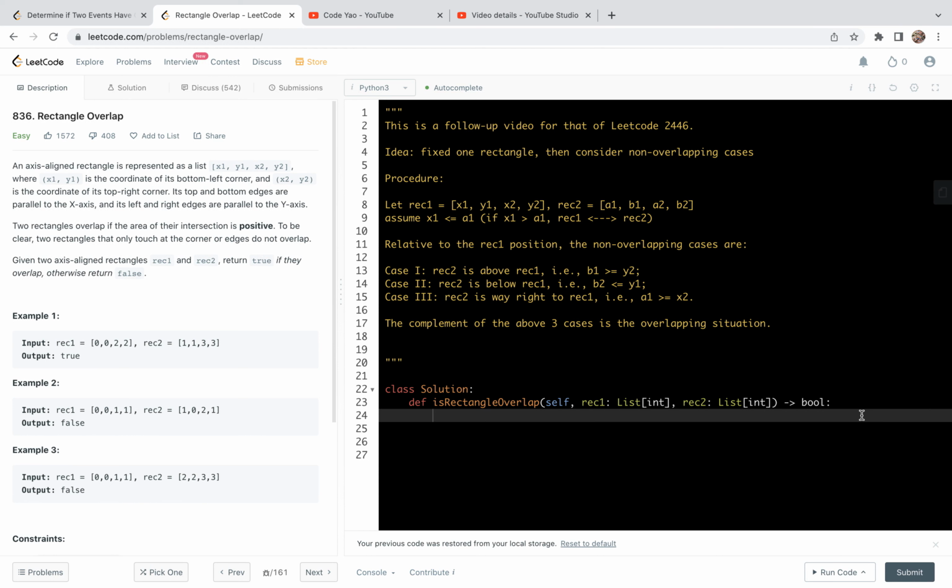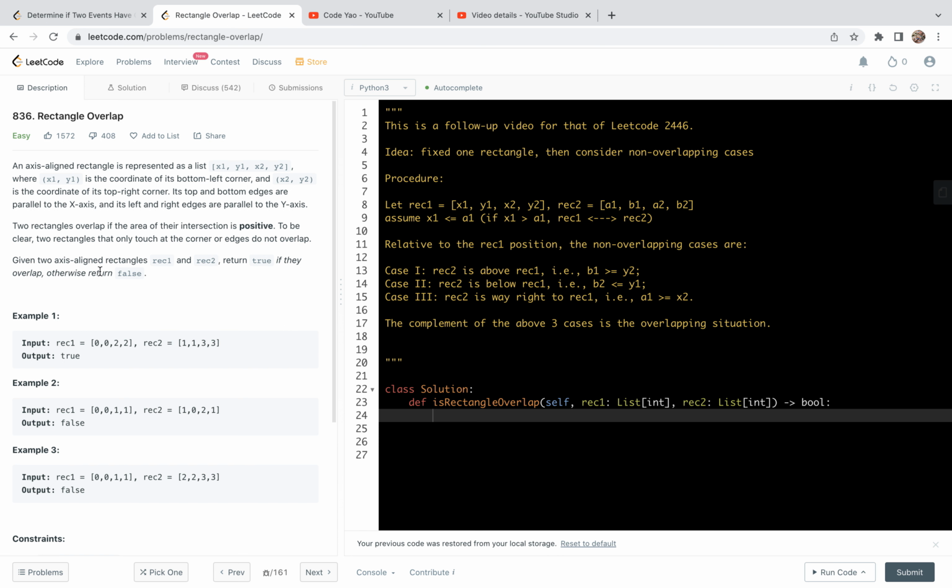Let's have a look at problem 836, rectangle overlap. This problem is on rectangular shapes, and we want to check if two axis-aligned rectangles, rect1 and rect2, have overlap or not, right? If they have overlap, we're going to return true, otherwise we return false.